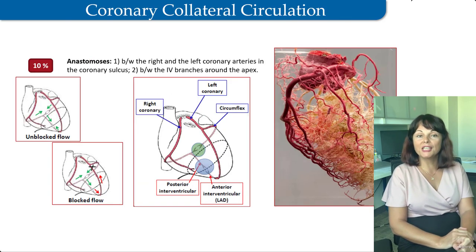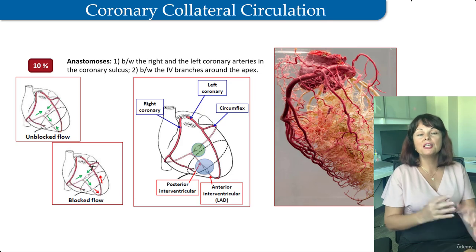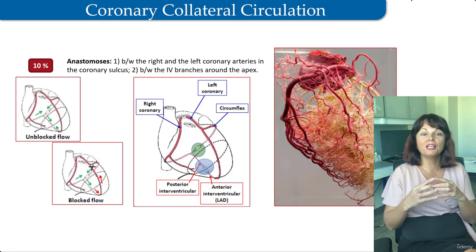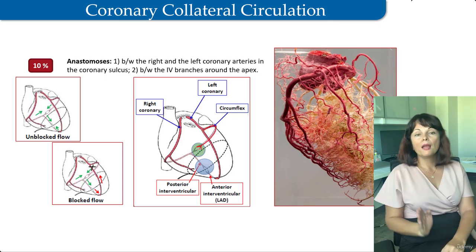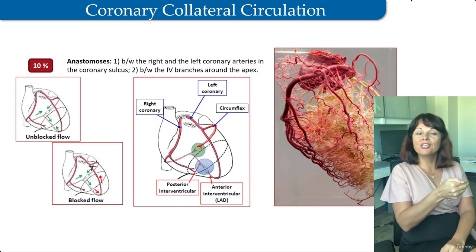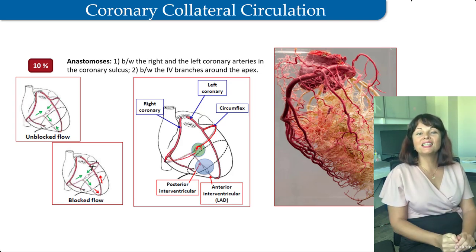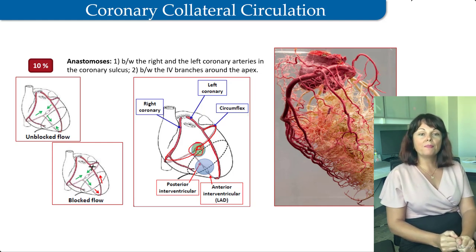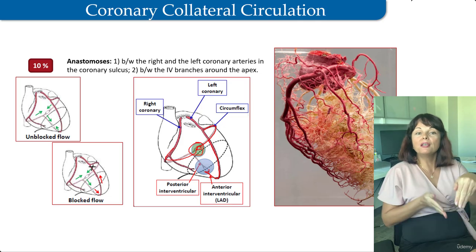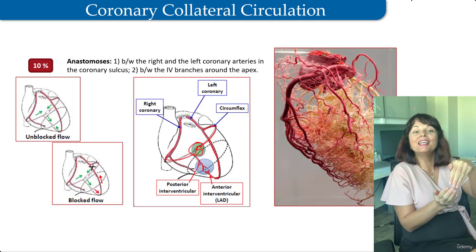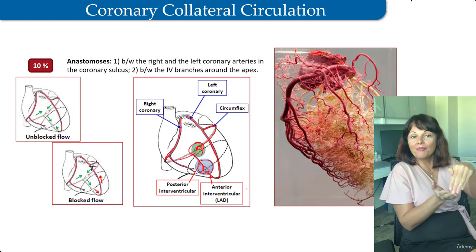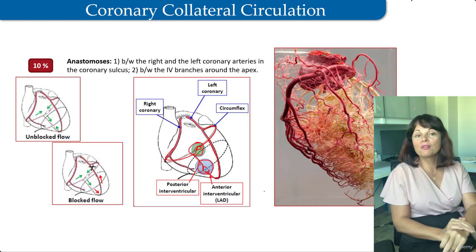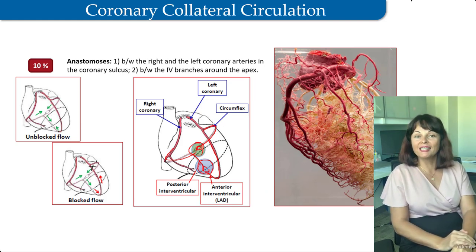The terminal branches of the right and left coronary arteries anastomose with each other in about 10% of individuals. The circumflex branch of the left coronary artery may anastomose with the terminal branches of the right coronary arteries. The anterior interventricular artery may anastomose with the posterior interventricular artery at the apex of the heart. And these anastomoses are important in case of obstruction of the main branches, as they provide the bypass routes for the blood.